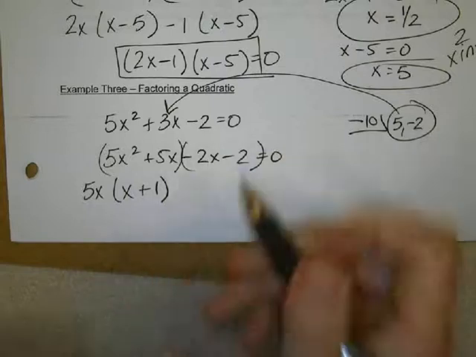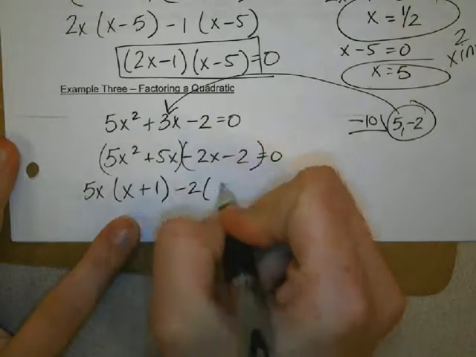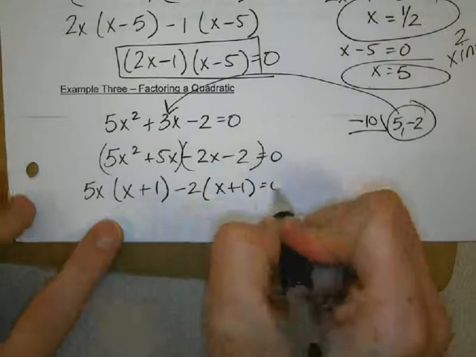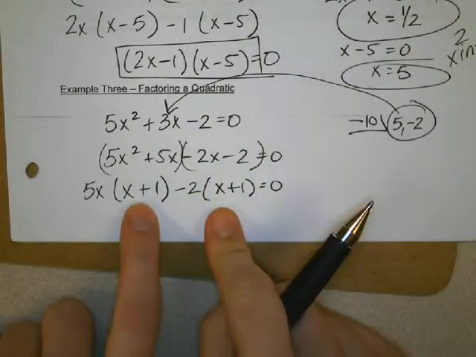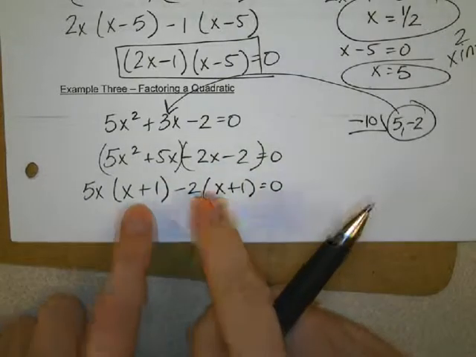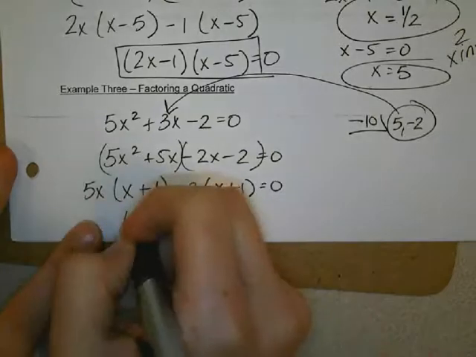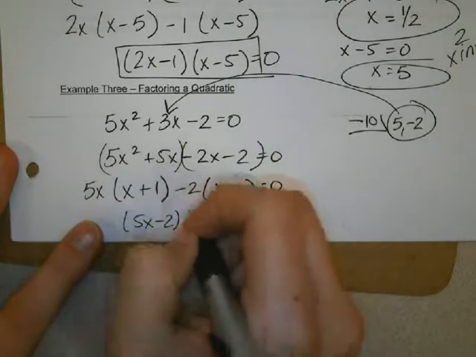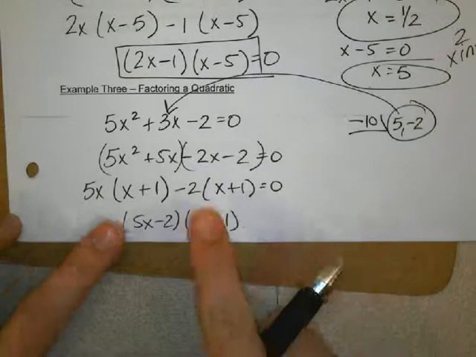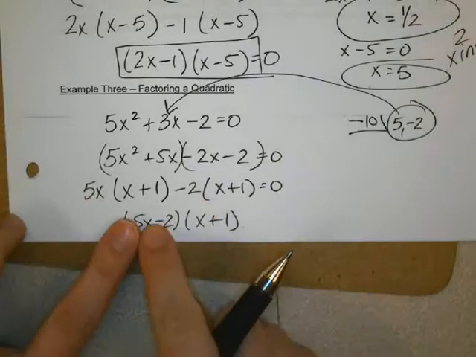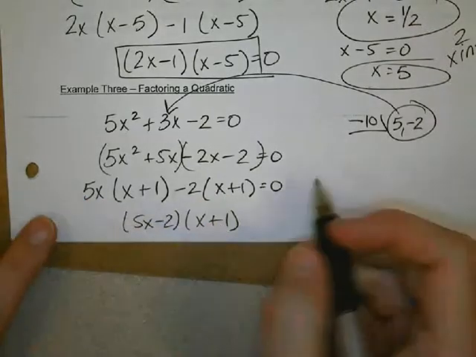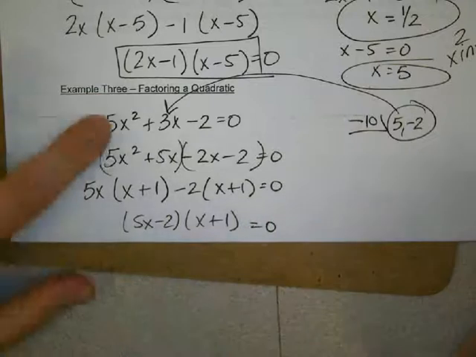Out of the second grouping, I'm going to pull out a -2. Because remember that these parentheses have to be the same in order for this to work. And so my answer would be 5x minus 2 times x plus 1. You put your greatest common factors together in one parenthesis, and then that's just repeated once, because this is a quadratic, so I should only have two answers.